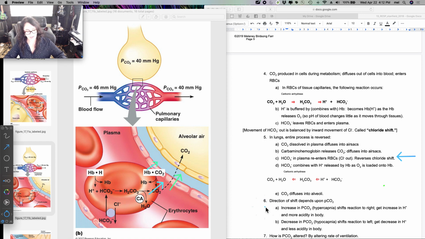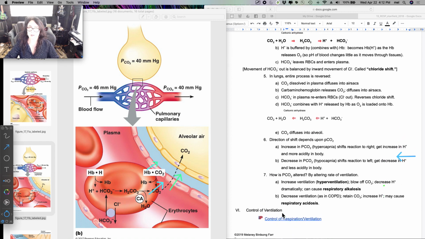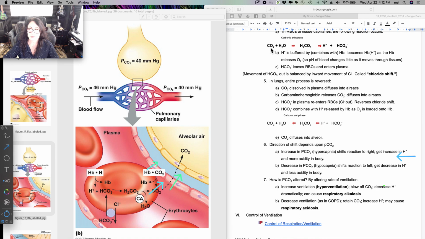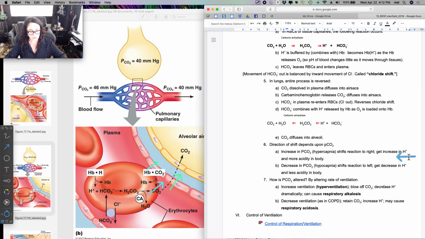Okay, so now the only thing that we need to talk about is what determines, if this happens at systemic capillary beds and this happens at pulmonary capillary beds, which direction this equation goes, if it can go either direction? And really what it is just the concentration of carbon dioxide. If carbon dioxide is really high, which is called hypercapnia, it shifts the reaction to the right, which would be true at systemic capillary beds. If carbon dioxide is relatively low, which would be true at pulmonary capillary beds, then it's shifted this direction, okay?